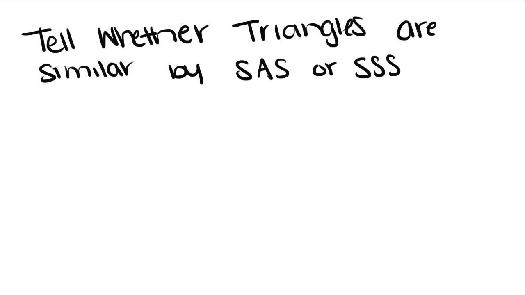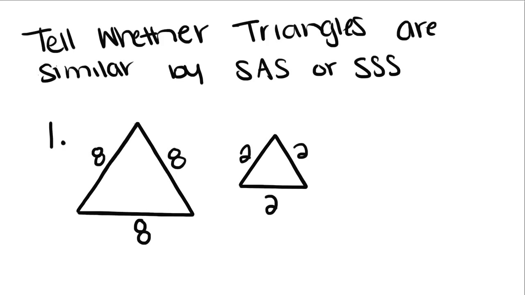So now we're going to do some examples with these two properties. Tell whether the triangles are similar by side-angle-side or side-side-side. Well, for this first one, we don't know that any angles are congruent, so it can't be side-angle-side. So in order to do side-side-side, we're going to put each one of the little triangle's sides over the big triangle's sides to see if they're all in proportion.